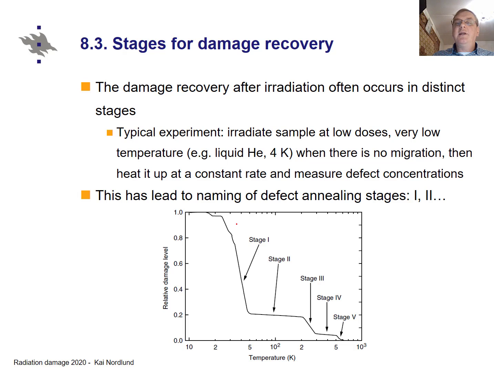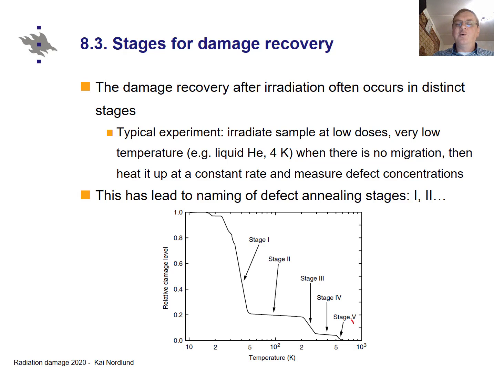This has been done many times in many metals and also other materials. And in most cases, most common metals follow something which looks like this behavior here. And because of that, they have been given names which are rather non-inventive. The first stage is called stage 1, the second stage is called stage 2, third stage 3, then stage 4 and stage 5.